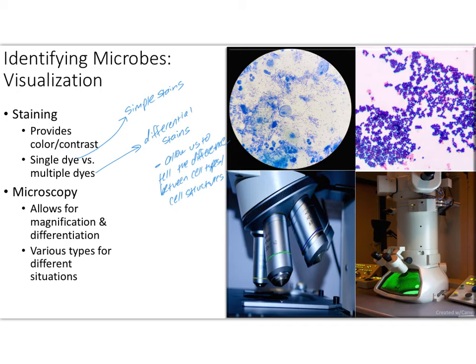Now, once we get things stained, we generally want to put them under a microscope so that we can start to see the microbes that we have grown and provided some color to. So microscopes allow for magnification, which means making things bigger, and differentiation, which means being able to tell the difference between one organism and another organism. There are lots of different types of microscopes for lots of different types of situations in microbiology labs. There are two very broad categories, and those are the light microscopes and electron microscopes.